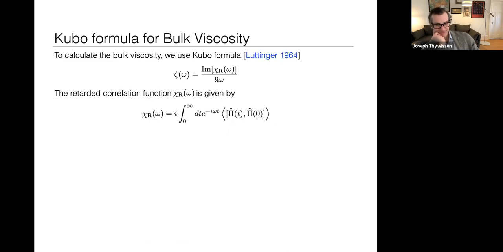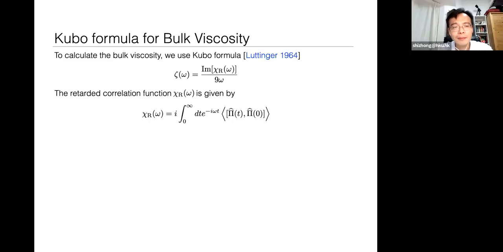Okay, so again, the Kubo formula calculation is essentially straightforward. We copy it from Luttinger's 64 work. In the appendix he derives all these formulas for you, so I don't have too many things to do there. This is essentially defined as the retarded correlation function for pi and pi, where pi is the energy stress tensor.